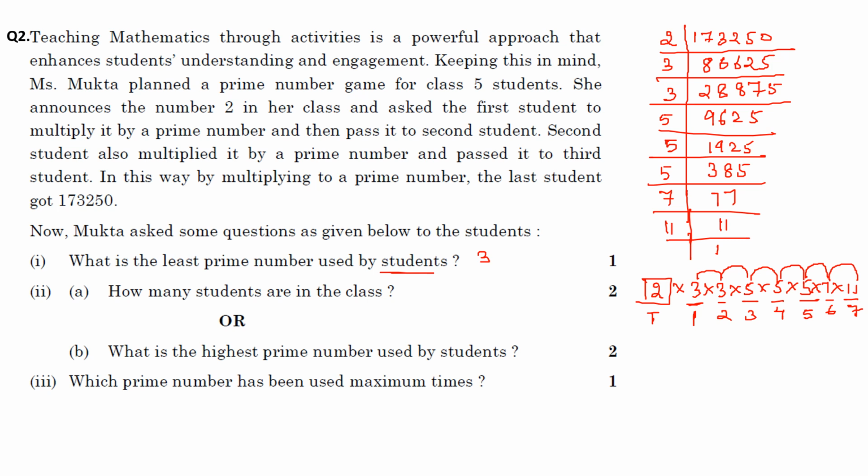And how many students are there in the class? From here you can clearly see there are 7 students in the class. And what is the highest prime number used by the student? The highest prime number used is 11. You can see here at the last in the prime factorization we have 11. And which prime number has been used maximum times? So you can see 5 is used here 3 times. So it is 5. This is the first case study question, and this question was really very easy. Now moving to next case study question.